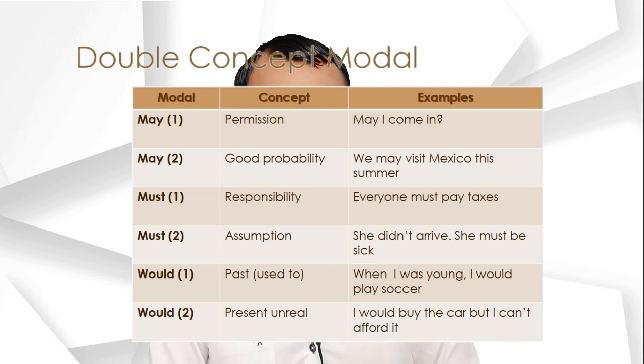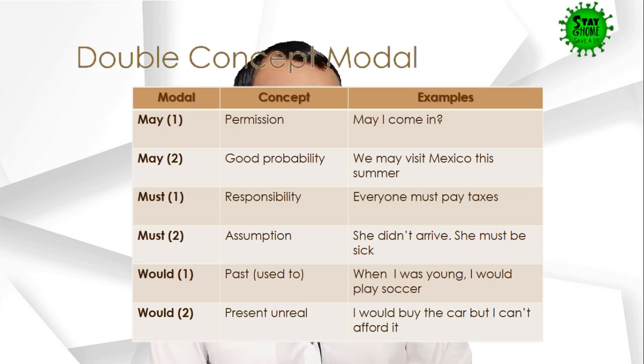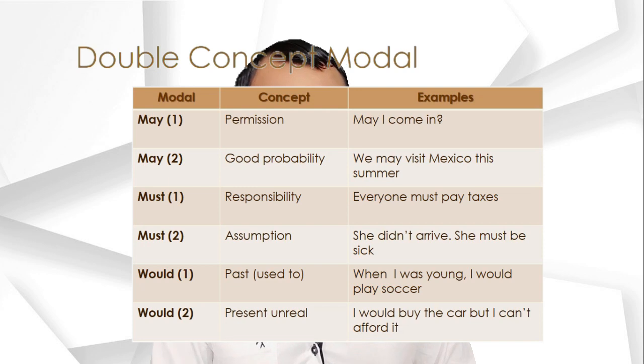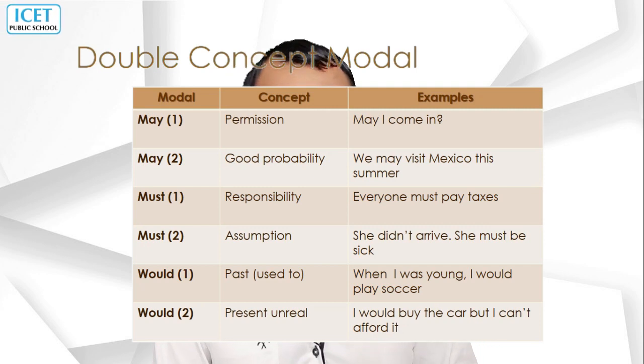Then the second usage, second meaning of may, is good probability. That means not small probability, good probability. That is, we may visit Mexico this summer. We may visit Mexico. So it is not taking permission. That is showing the probability, showing the good probability. So that is the second concept of may, the modal may.